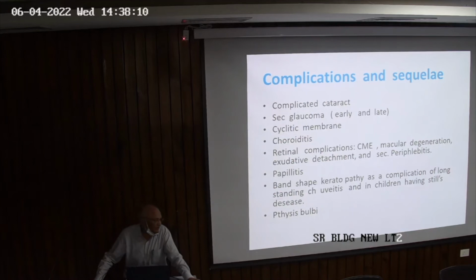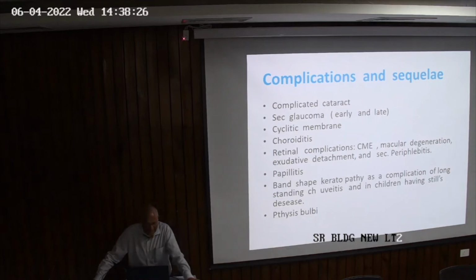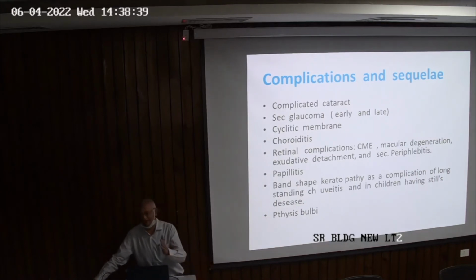So just to enumerate the causes of this again: complicated cataract, serious ones, all these things occurring slowly. Cyclitic membrane, inflammation of the posterior side, choroiditis, retinal involvement, papillitis, band-shaped keratopathy, phthisis bulbi, and glaucoma also.